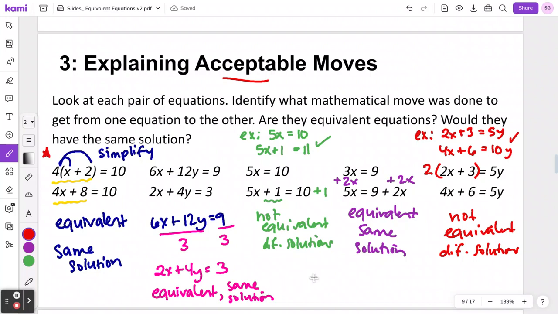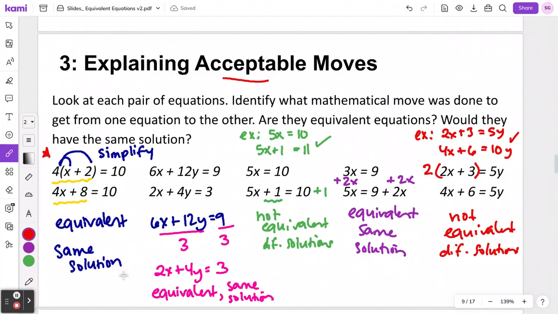It goes back to when we had talked about solving equations. Whatever you do on one side, you need to do on the other. That is how you can identify equivalent equations, by the mathematical moves that were done, and not have to go in and solve. This was the final question in this lesson video.